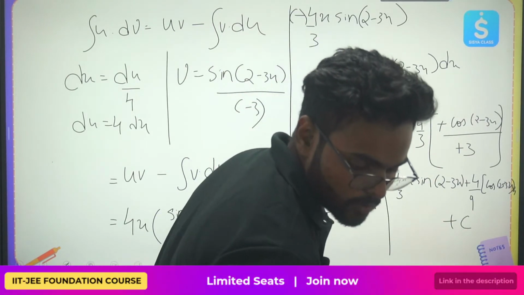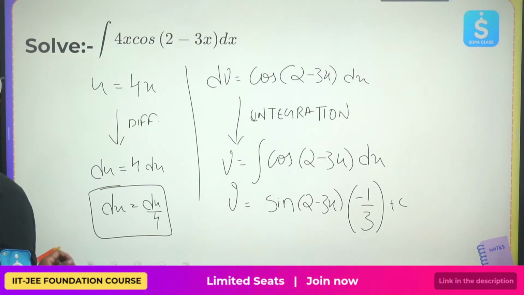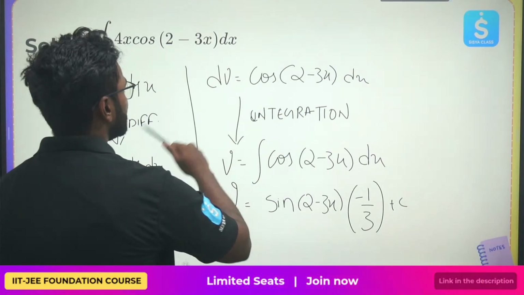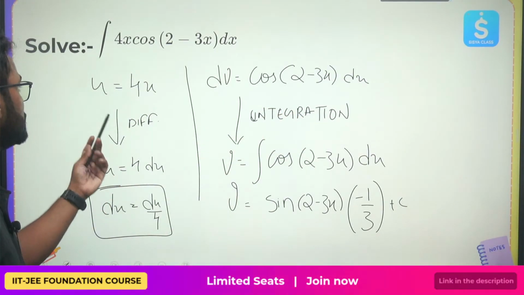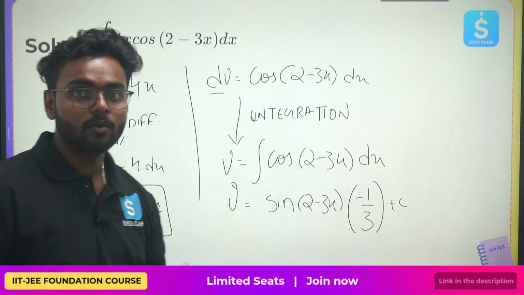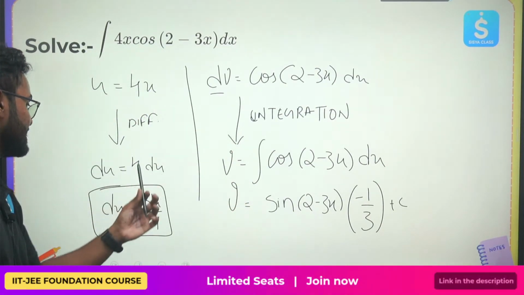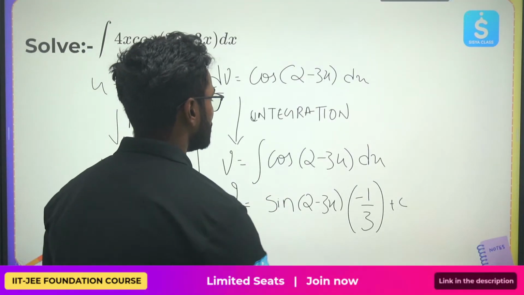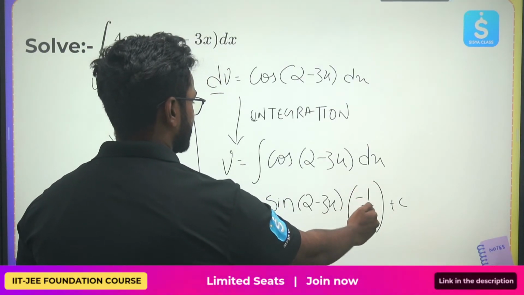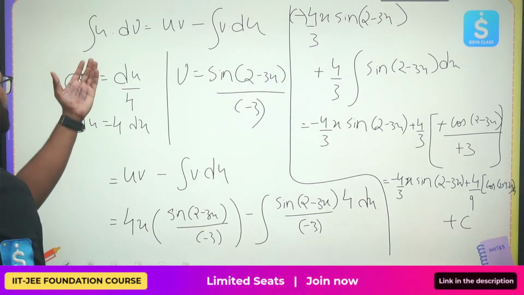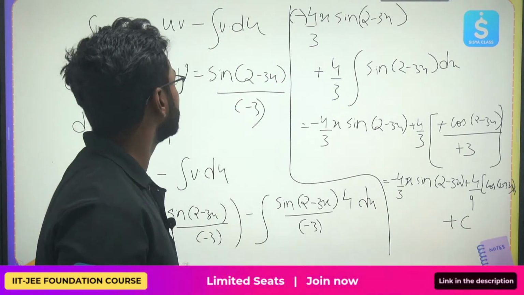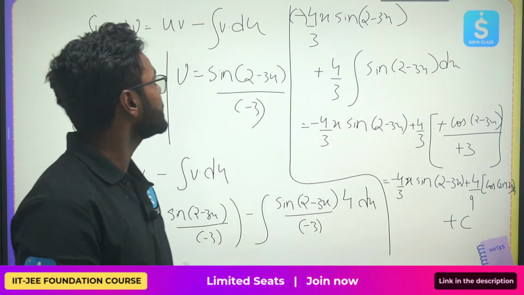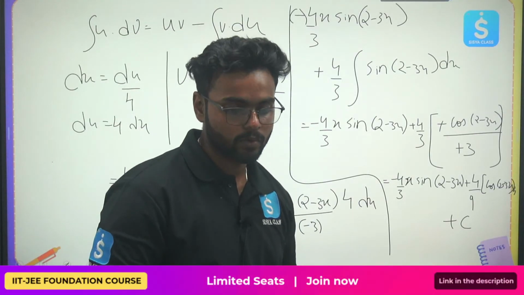So let me tell you what we have done again. We have assumed u using the ILATE rule, which states what comes first, and then the remaining part became dv. Now we have differentiated the u and integrated the dv, which gives us dx equals du by 4 and v equals sine of 2 minus 3x into minus 1 by 3 plus c. Now we have applied the formula, which is the integral of u dv equals uv minus the integral of v into du, right?